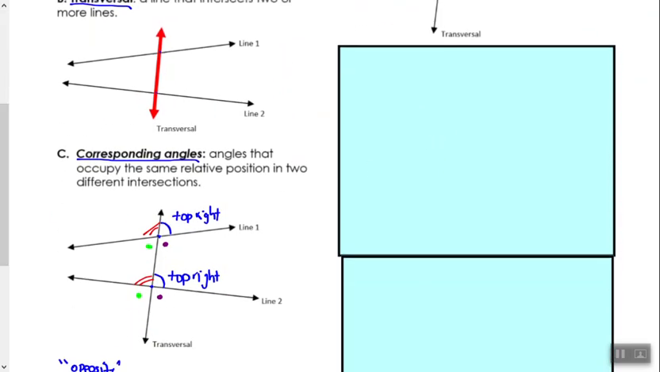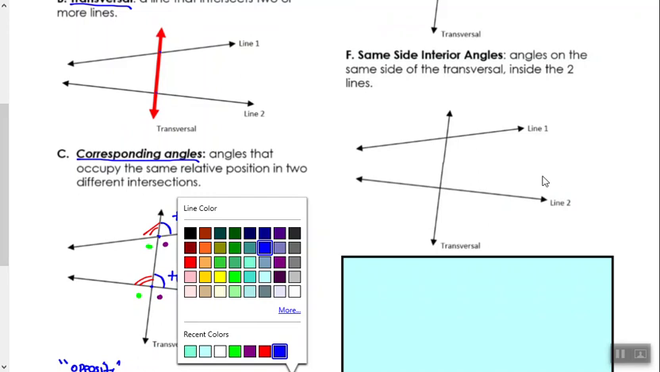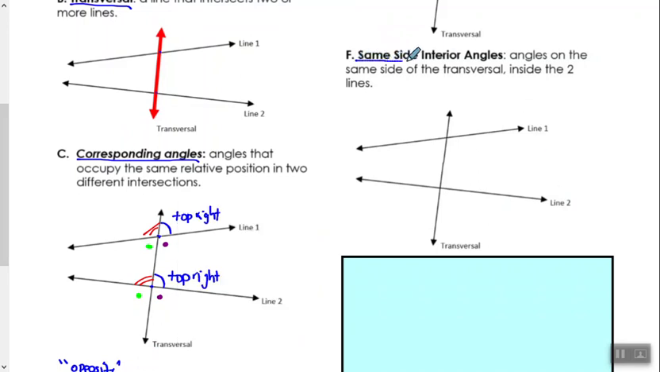Next bit of vocab. We have same side interior angles. So with same side interior angles, we have angles on the same side, so not alternate now, we're looking at the same side of the transversal, and interior angles. So here are my 4 interior angles, this one, this one, this one, this one.